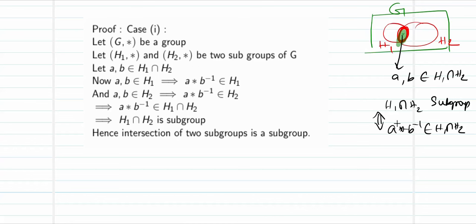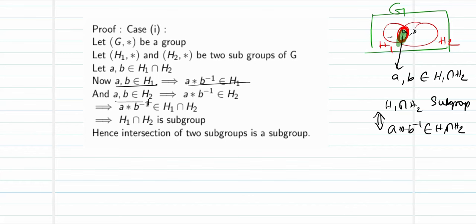So this is going to be the idea. I pick two elements A and B from my intersection part. Since these two elements are part of my H1, what happens? Whenever A comma B belongs to H1, A star B inverse also belongs to H1. That is going to be my property number 1.